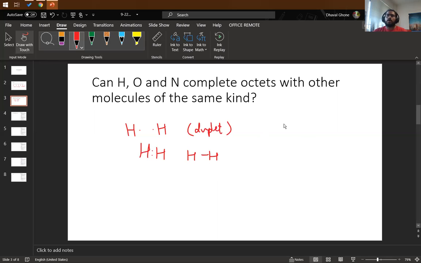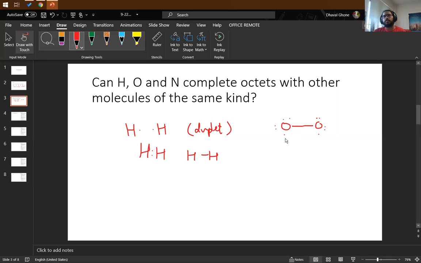How about oxygen? I'm going to draw it like this. Oxygen has 6 valence electrons, and so to satisfy that, what we can do is share electrons. I can connect these two atoms together to make a bonding pair, but it still does not complete its octet, right? At this point, it has 1, 2, 3, 4, 5, 6, 7 electrons in each oxygen atom.